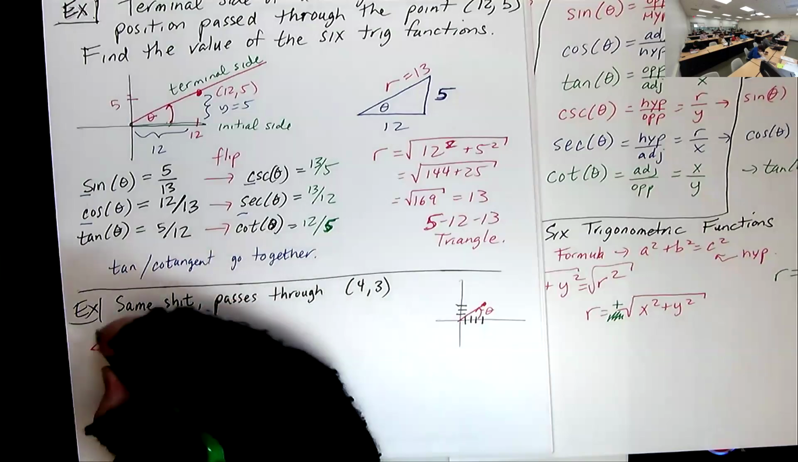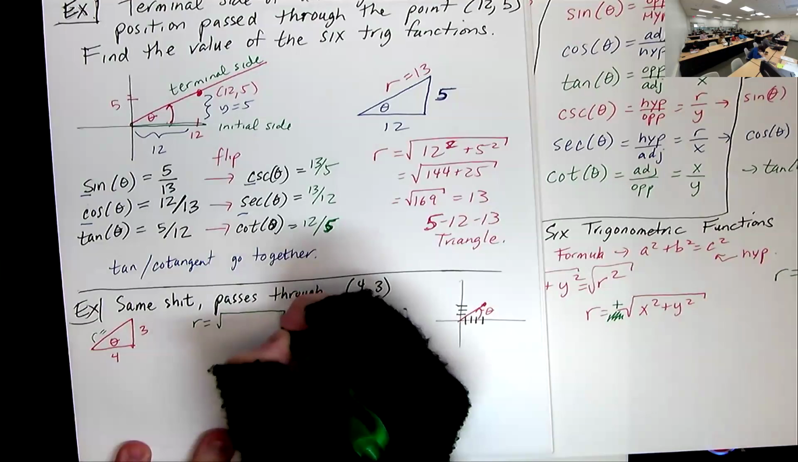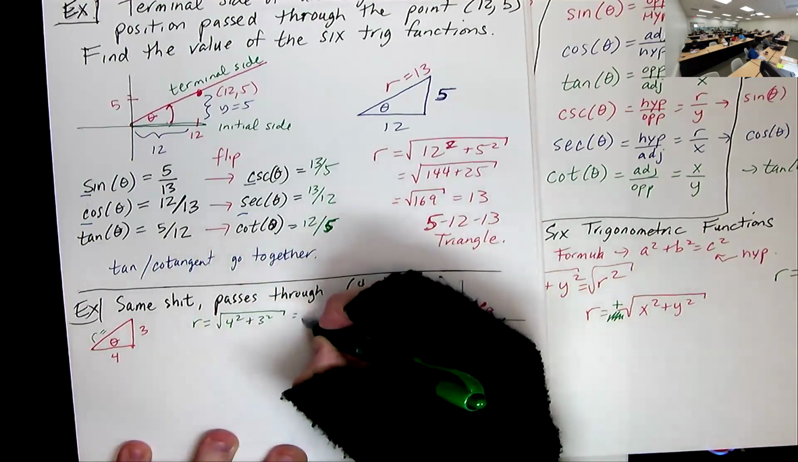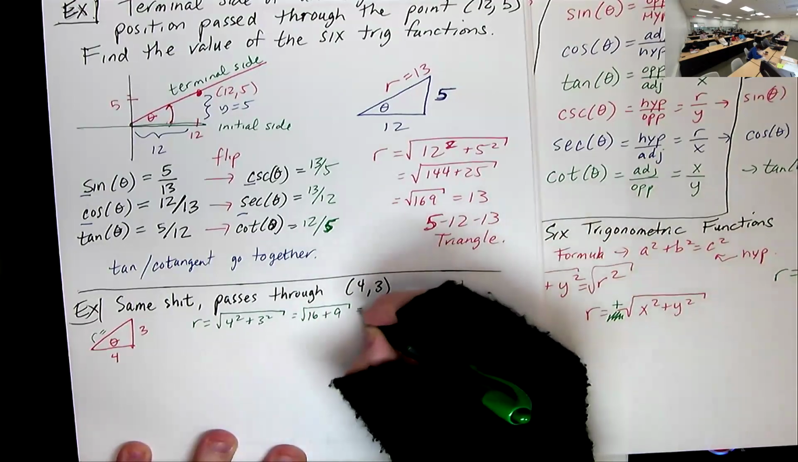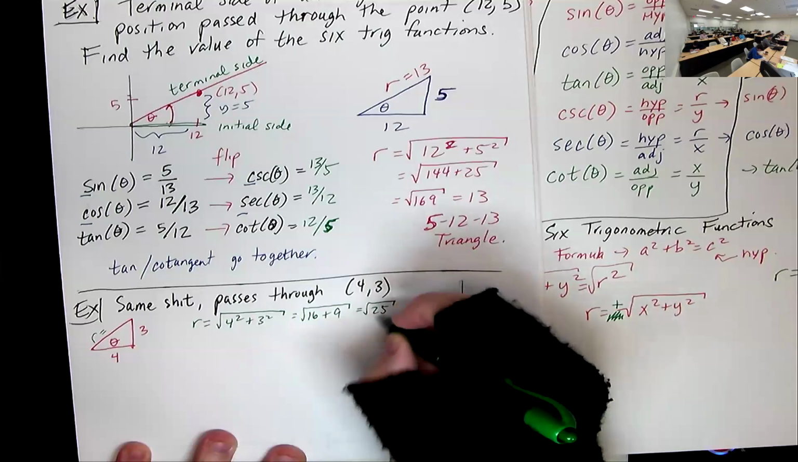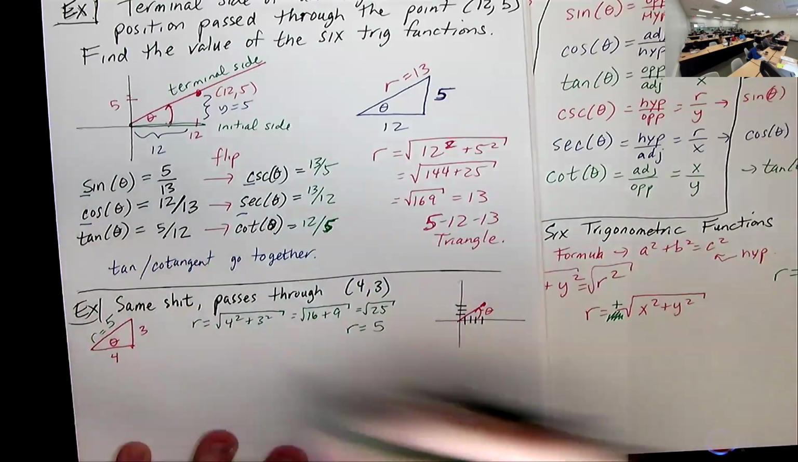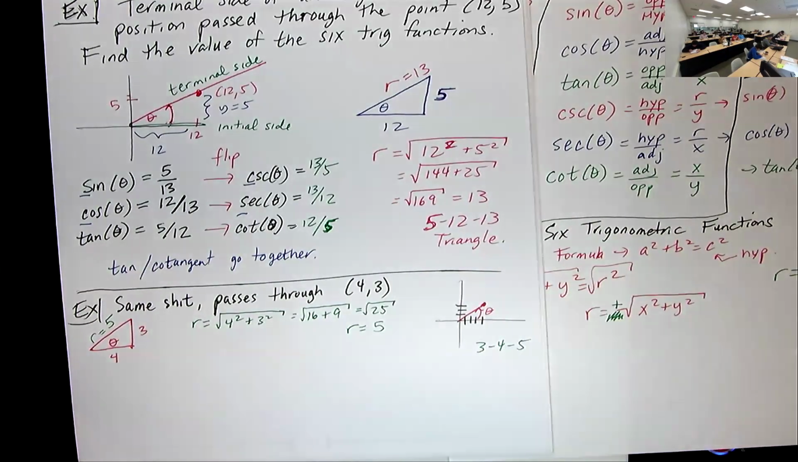If I do R, R is the square root of those two sides squared, 4 squared plus 3 squared, which is square root of 16 plus 9, square root of 25, which is 5. R equals 5. A 3, 4, 5 triangle is another very common triangle, one of the Pythagorean triangles. There's a lot of them that are made in perfect integer values that square.